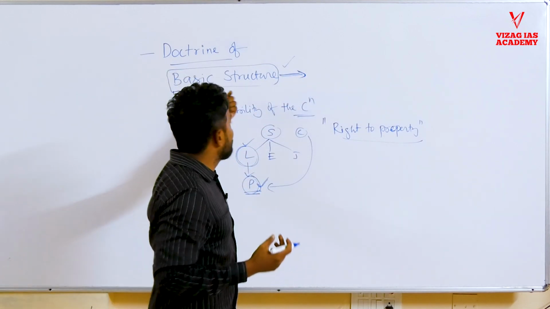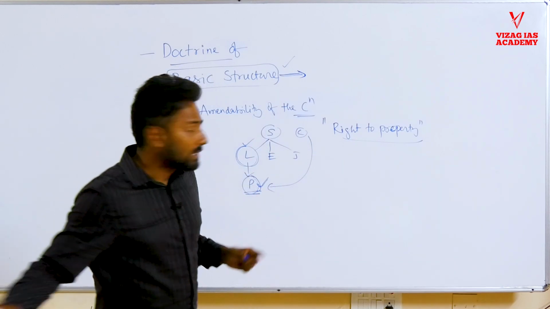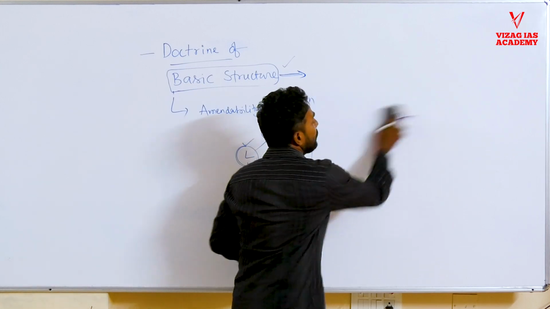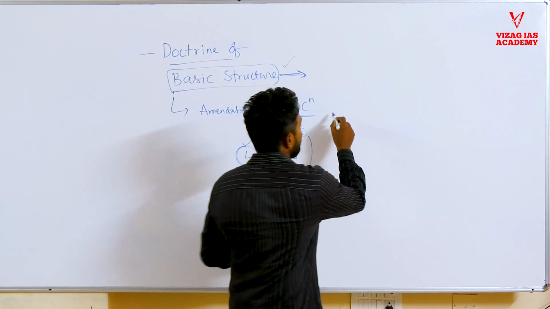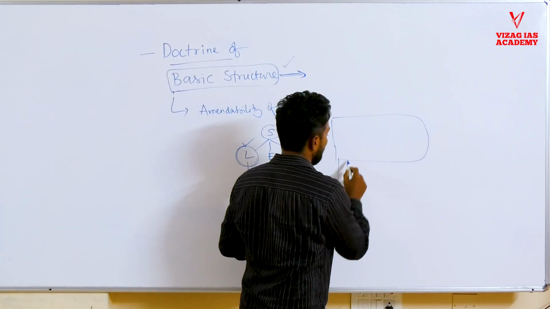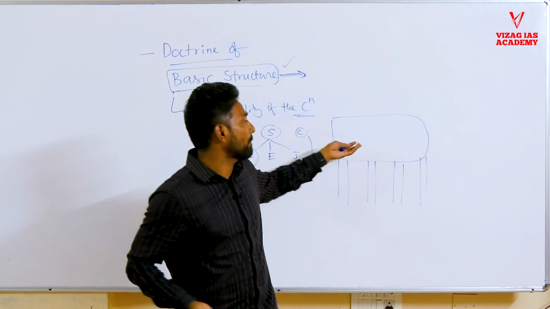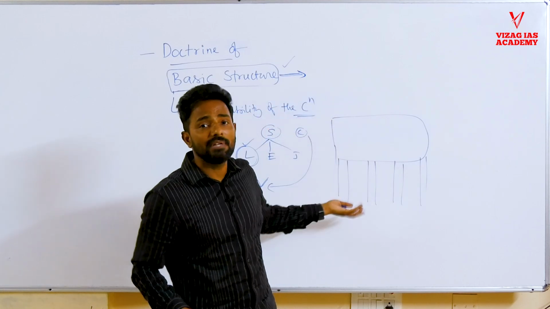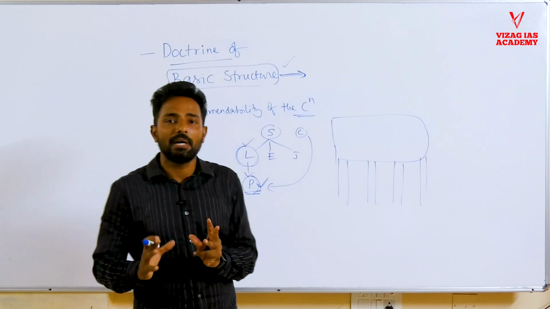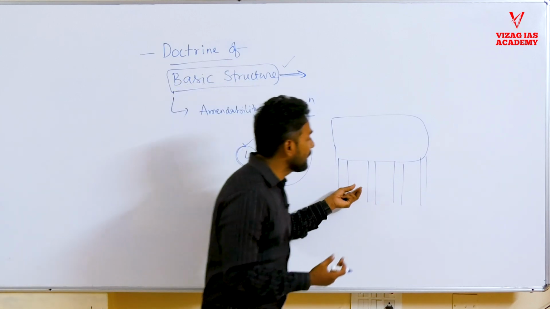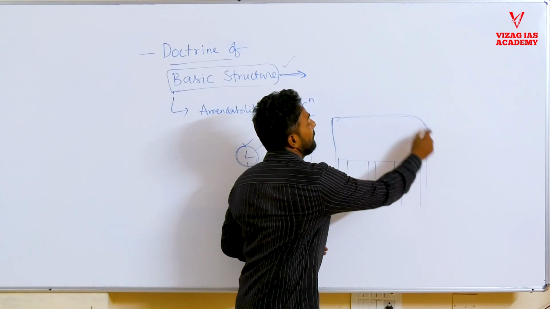So what is this basic structure? Let's take an example. For a building, in order to build a huge structure, we need to have certain basic pillars. Some pillars should be there. In order to erect this entire structure, we need some supporting pillars. Out of so many pillars, some pillars are very, very important. If we remove those pillars, if we displace those pillars, the entire structure will collapse.